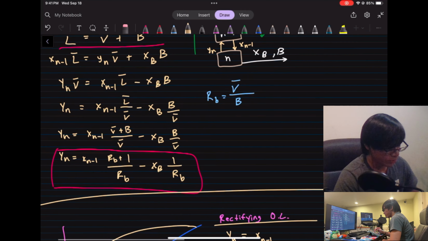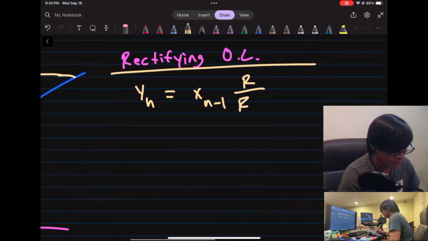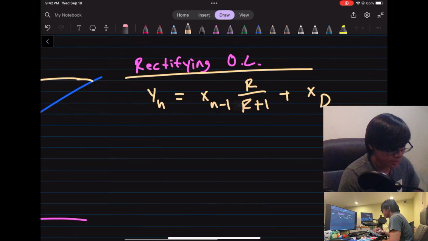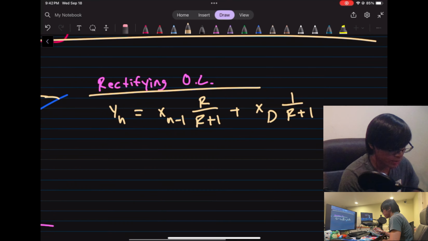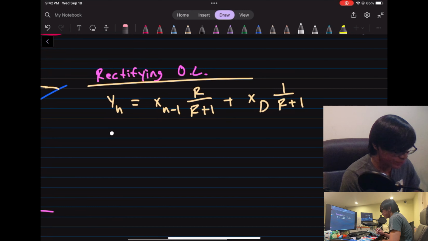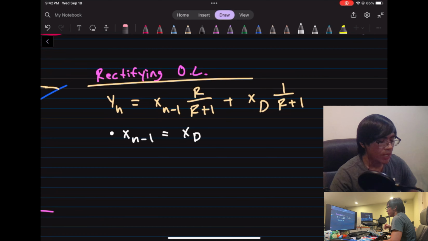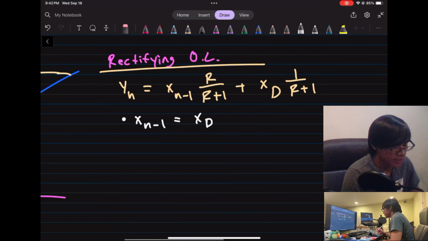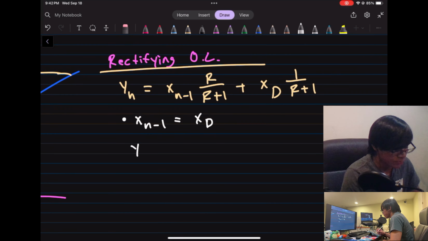So what am I doing? R over R plus 1, and plus our distillate, 1 over R plus 1. So for one of our points here, we're going to be doing something like xn minus 1 equals xD. So if our liquid molar fraction from the first stage or the 0 stage is equal to our distillate, you'll end up seeing that our vapor molar fraction must be equal to our distillate as well.